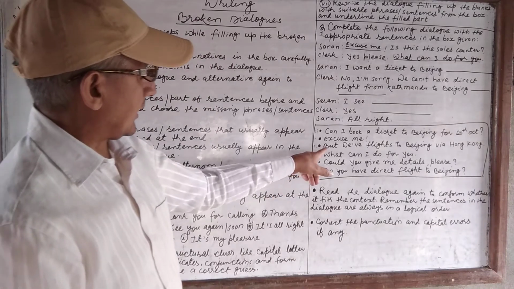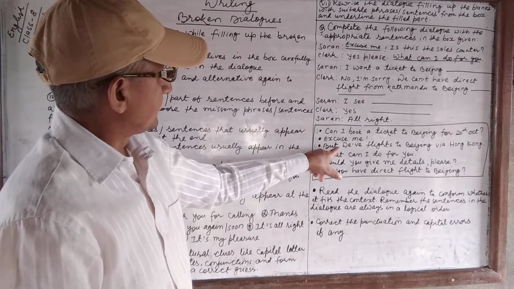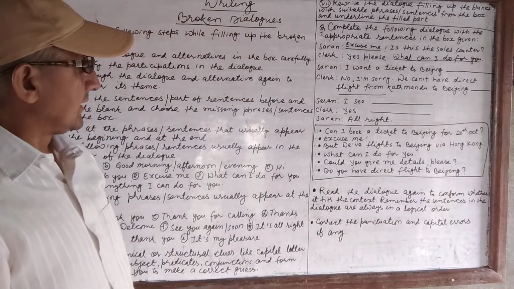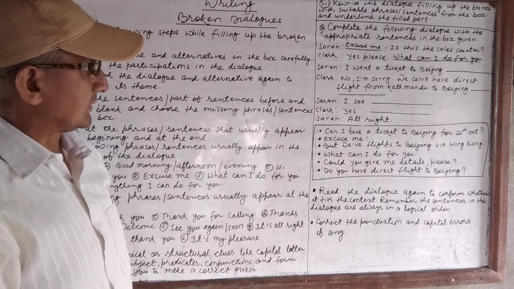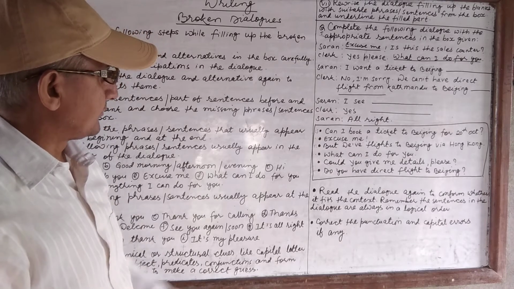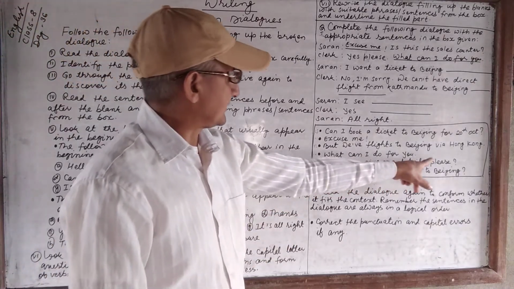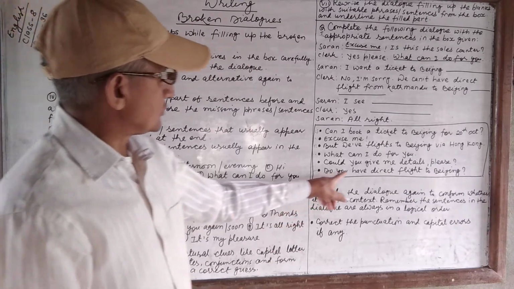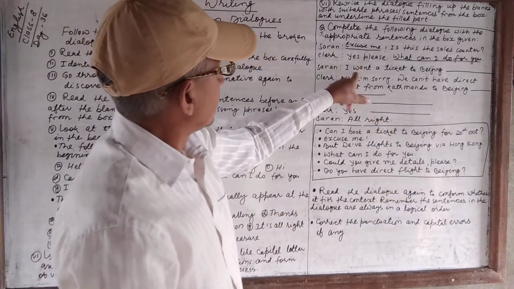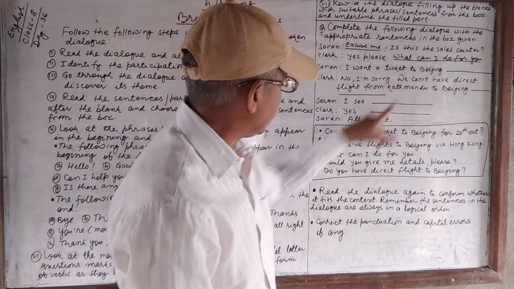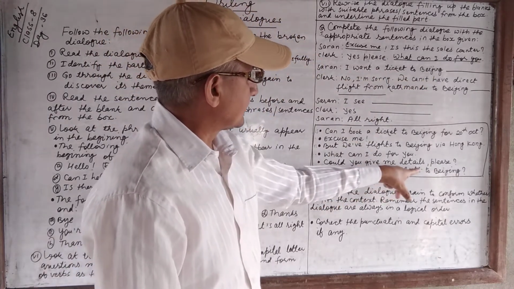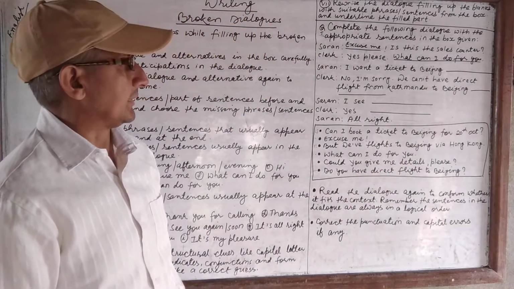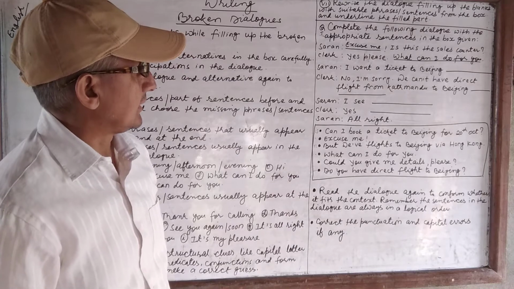Okay? Read another sentence. But you have fly to Beijing via Hong Kong. Okay? And this sentence is not suitable in this blank. Okay? Could you give me details, please? Okay? This is also not suitable. Do you have direct flight to Beijing? I want a ticket to Beijing. Do you have direct flight to Beijing? This sentence is suitable here. Okay? This sentence is suitable.